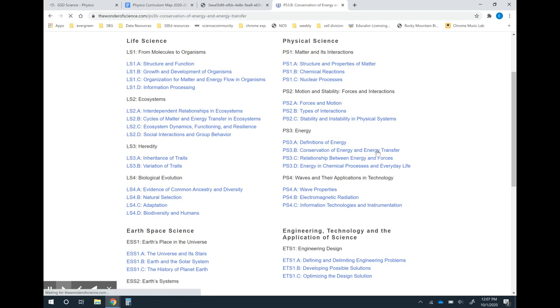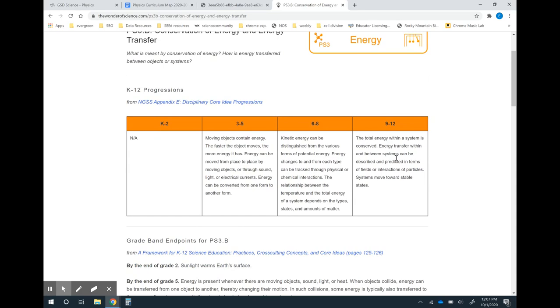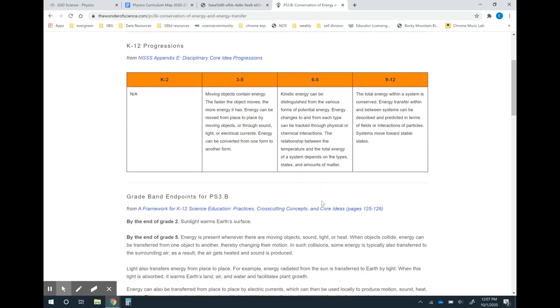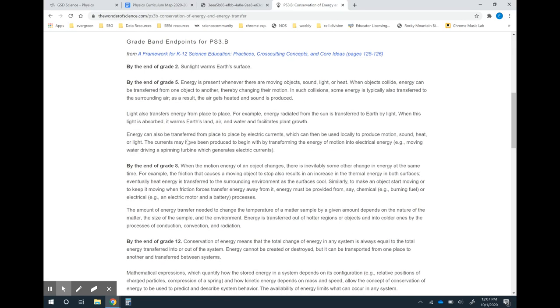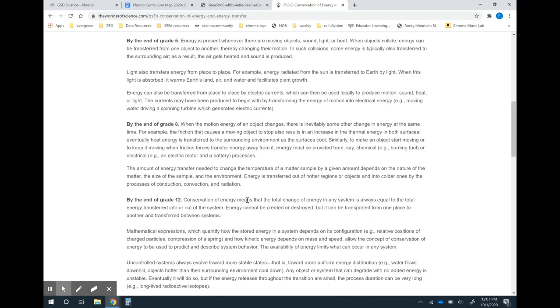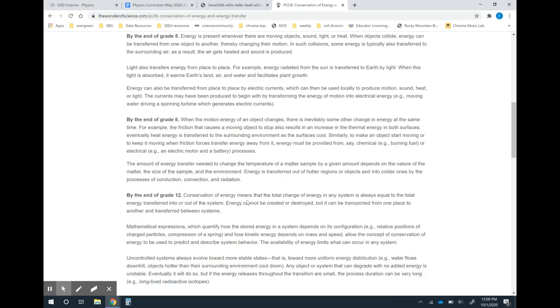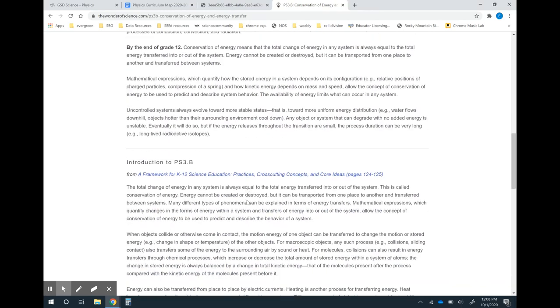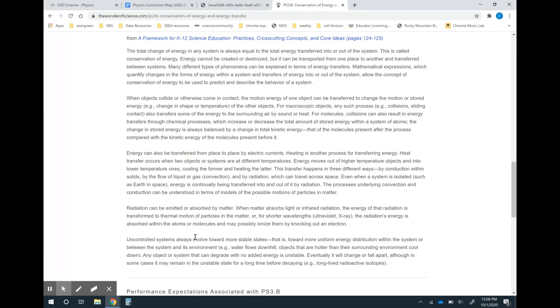So I think we were looking at PS3B. This is a summary of the matrix that we just looked at. And then he has two things that come from the framework. One is the grade band endpoints. The matrix that we were just looking at comes from this. The matrix is a summary of all of this. So this goes into a little more detail about what students are supposed to learn in each grade band. And then there's also just an outline of the core idea here.